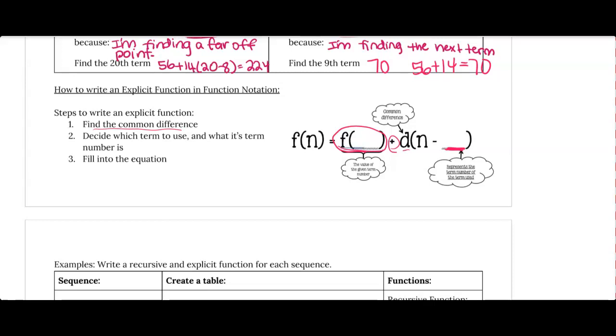In class, we will do the rest of the examples on this worksheet so that you can get a better understanding of how to write an explicit function.